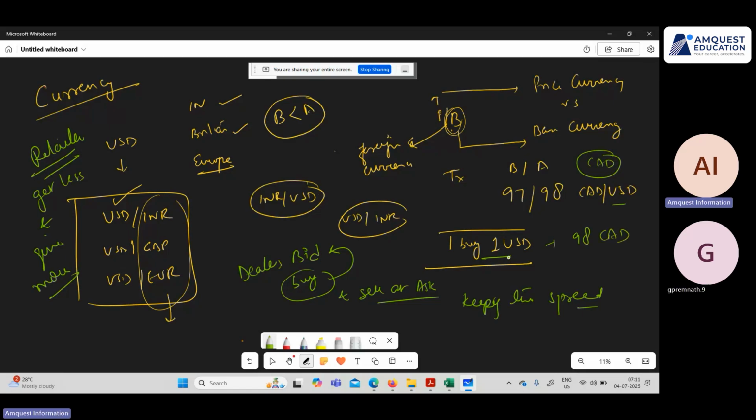right? And if you are buying CAD, or maybe let's keep it again in USD, if you are selling USD, then it means you should receive less. So you should receive 97. Now, today, this is clearer for some reason. Is that clear?